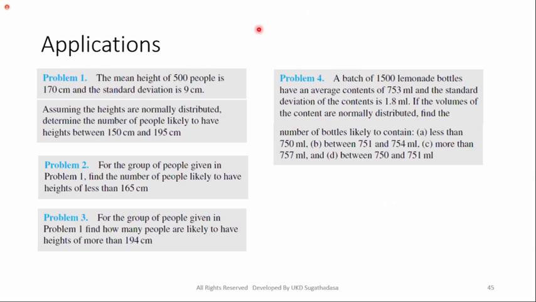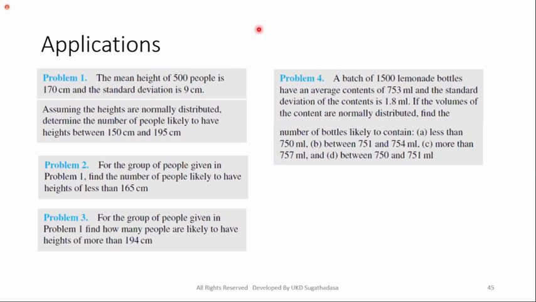What is the probability Z less than minus 1.67? Straight away the table reading. Remember, less than, straight away table reading. It will read 0.0475. Actually, there is a small probability that the bottle contains lemonade less than 750 milliliters. It has a very small probability, 0.0475.